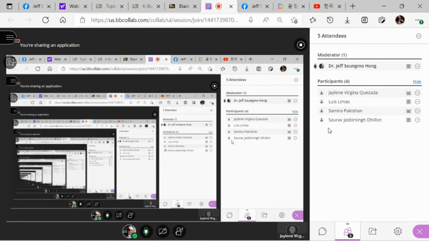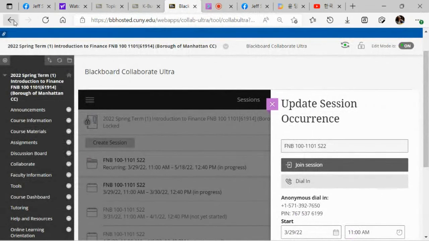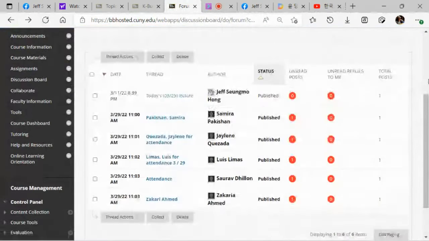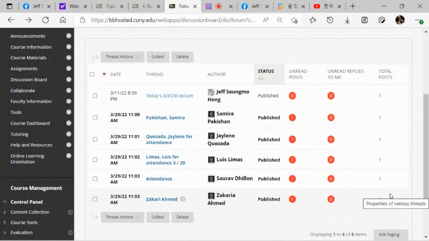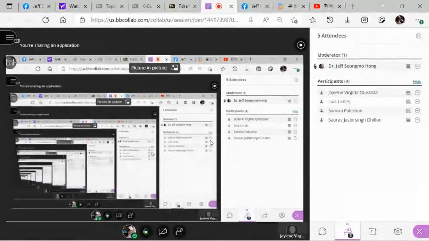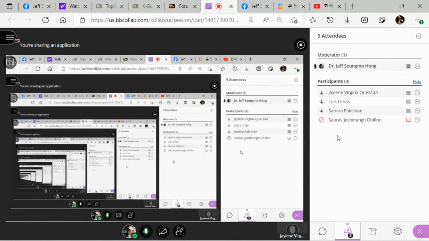Huh? I see four people here, and let's see. Let me quickly check how many are in the forum. Looks like I have five people in the forum. Well, hopefully more people will join shortly. I see Sorav is having some connection problem, looks like.